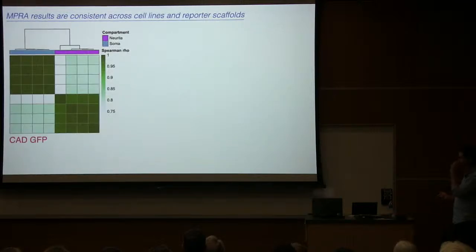So this is what the data looks like. We did 4 replicates, and if you compare the oligo abundances in neurite replicates to each other, they look more like each other than they do to the soma replicates. So there is some kind of reproducible activity that we are detecting here.